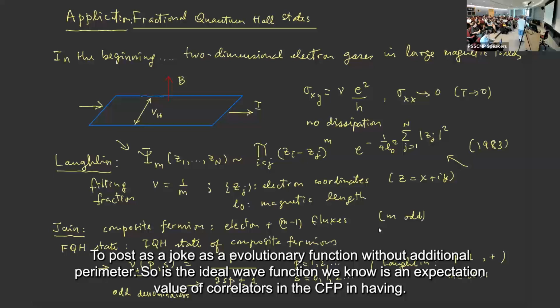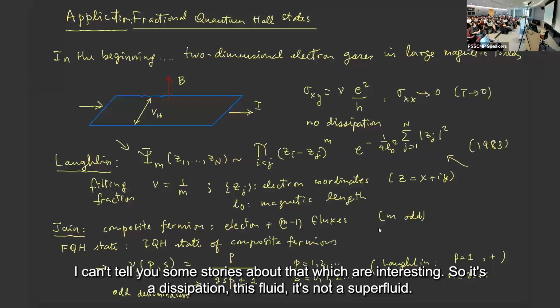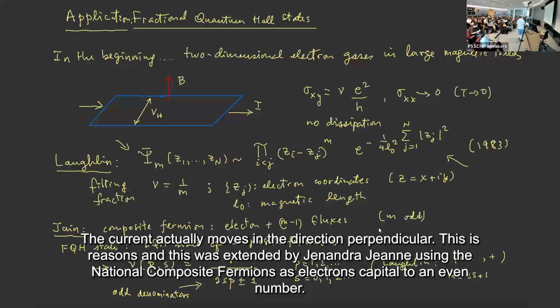We know it's an expectation value of correlators in the CFT. I can tell you some stories about that, which are interesting. So it's a dissipationless fluid. It's not a superfluid because the current actually moves in the direction perpendicular to the force. So dissipationless for different reasons.